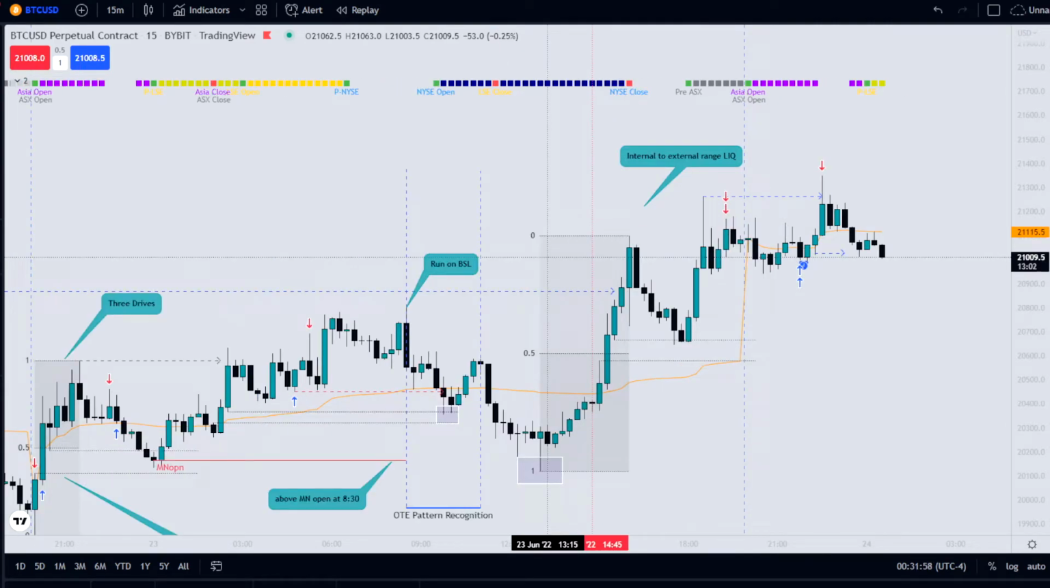So at this point, I hope I've done a good job of explaining a little bit better the concept of internal and external range liquidity, and I hope people are starting to see the value of these concepts, like the fair value gap.